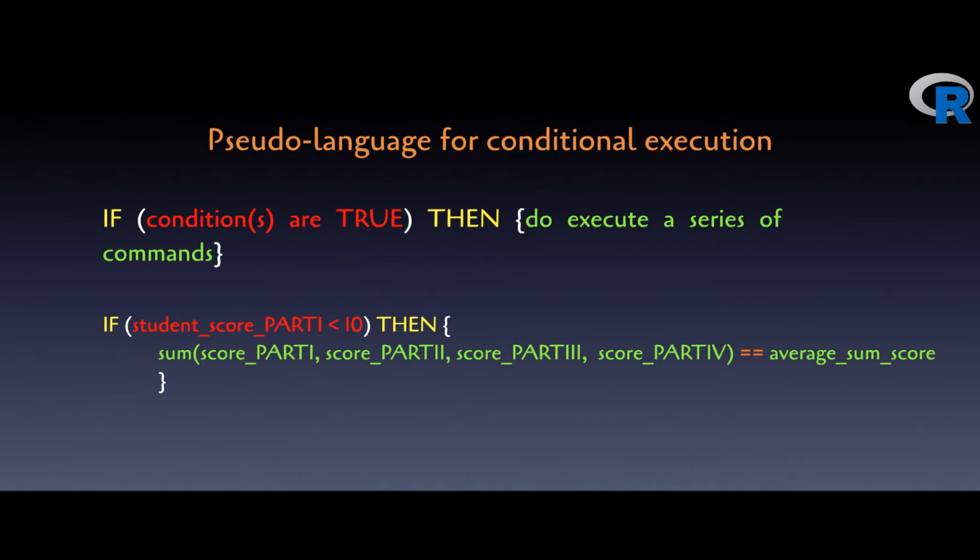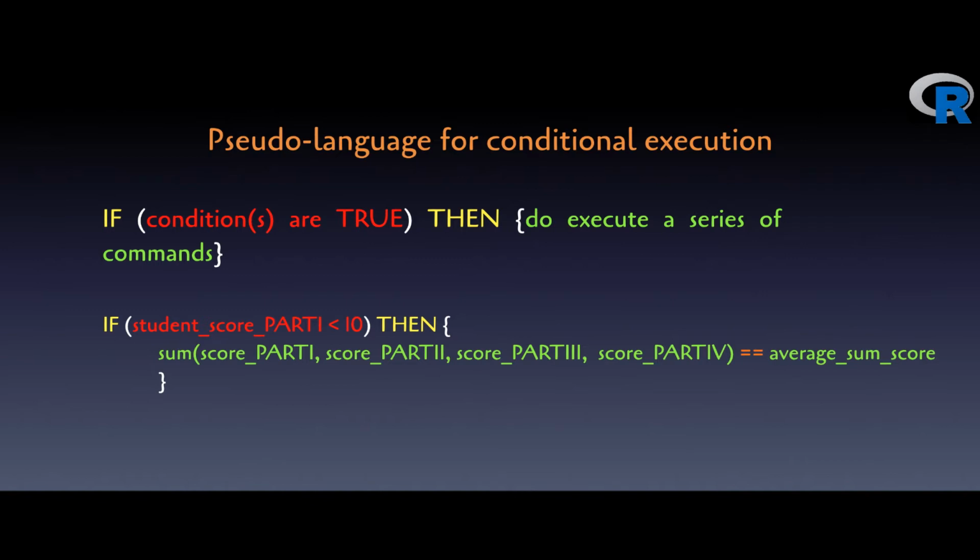In this example, the condition is that the student should have a score less than 10 out of 15. And if that condition holds, you ask R to go ahead and do the sum of the scores from the 4 modules and compare it with the average of the sums of the other students. Let's try to find a way to represent how the conditional execution for that example would play out. I could use some kind of pseudo language and express conditional execution like this.